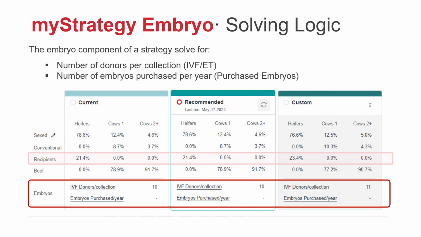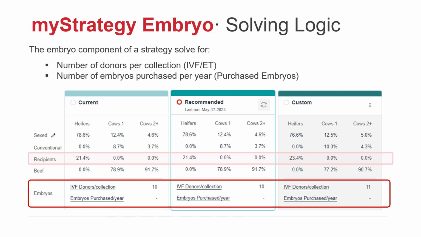Once the inputs are incorporated, the engine now additionally optimizes for either the number of donors per collection, or in the case of a purchased embryo strategy, the number of embryos purchased per year. These new solutions parameters can be found on the bottom portion of the custom strategy summary tables. When an embryo strategy is active, you'll notice that the recipients row in the middle of the table will be auto-populated based on the number of donors or purchased embryos recommended within the solution.